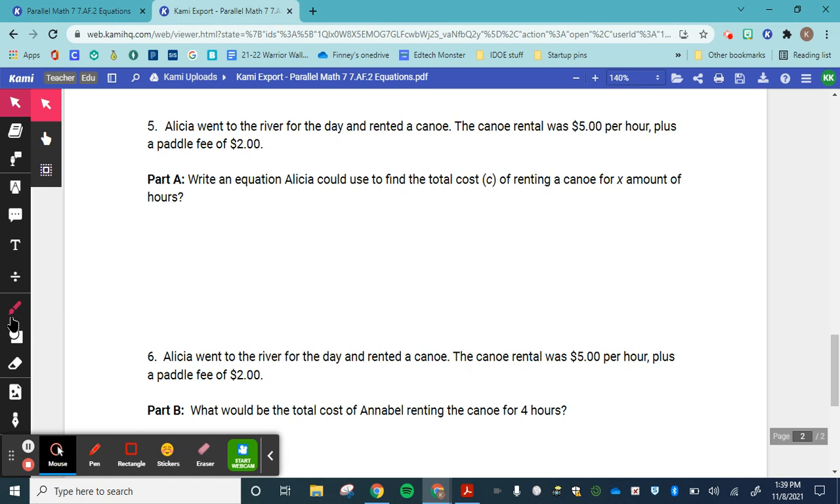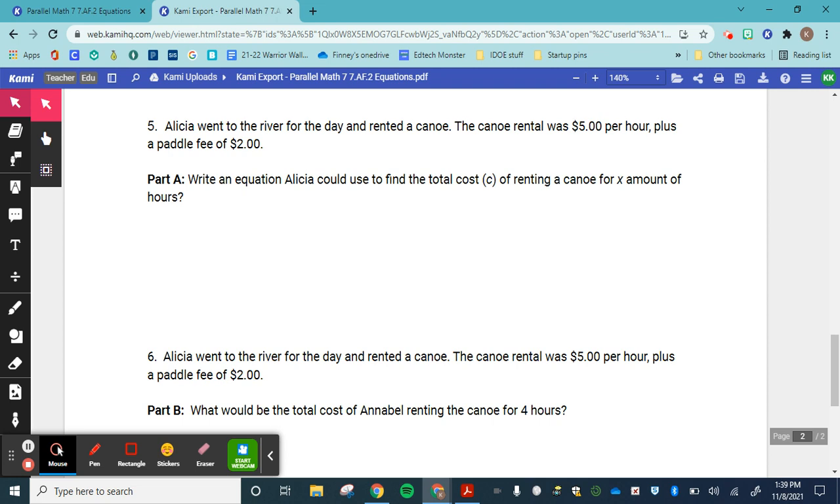Hello, warriors. We are looking at questions 5 and question 6 on our parallel assessment. So question 5 starts with Alicia. Alicia went to the river for the day and rented a canoe. The canoe rental was $5 per hour plus a paddle fee of $2.